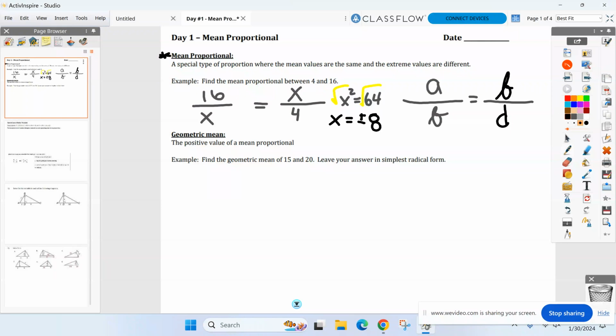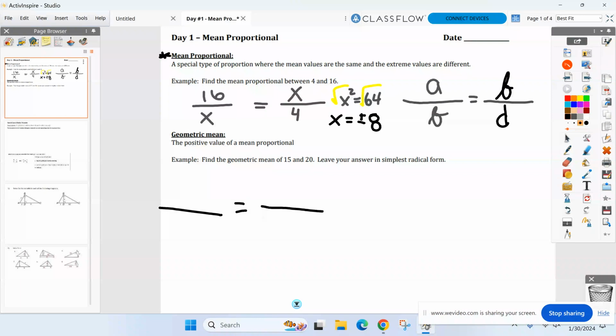Sometimes I only want the positive version though, and you'll see why later on today. If I only want the positive version, I don't want the negative version, we're going to call that a geometric mean, the positive version of this. So give me a geometric mean of 15 and 20. What number multiplied by itself will give me the same result as 15 times 20?